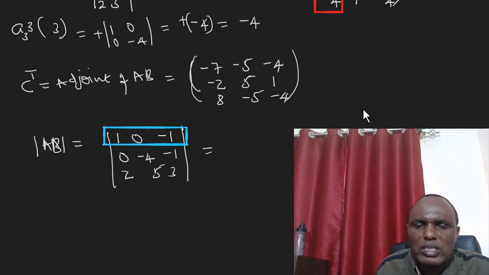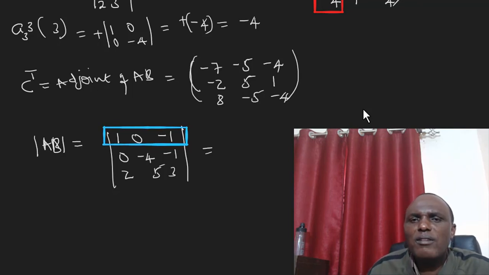How will I do it? I will get the product of the first element with its cofactor. I add the product of the second element with its cofactor. Then I add the product of the third element with its cofactor. That sum gives you the determinant.